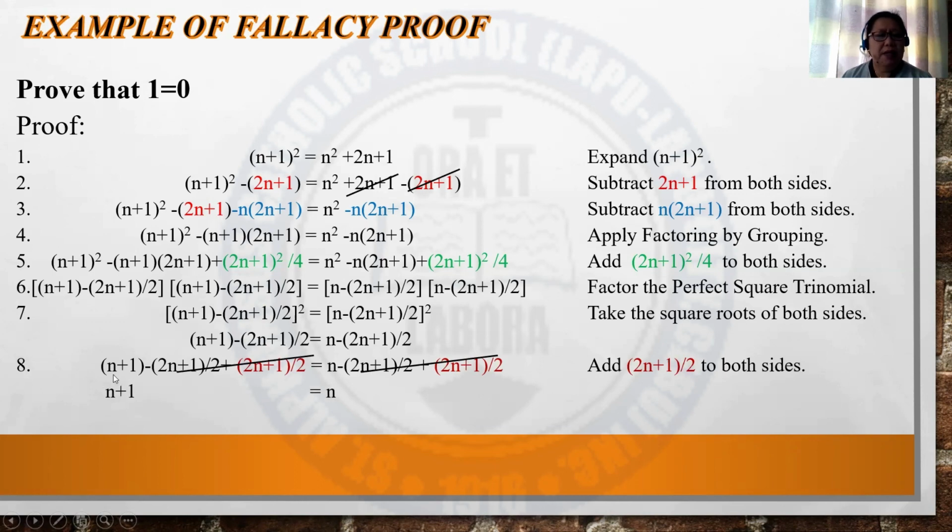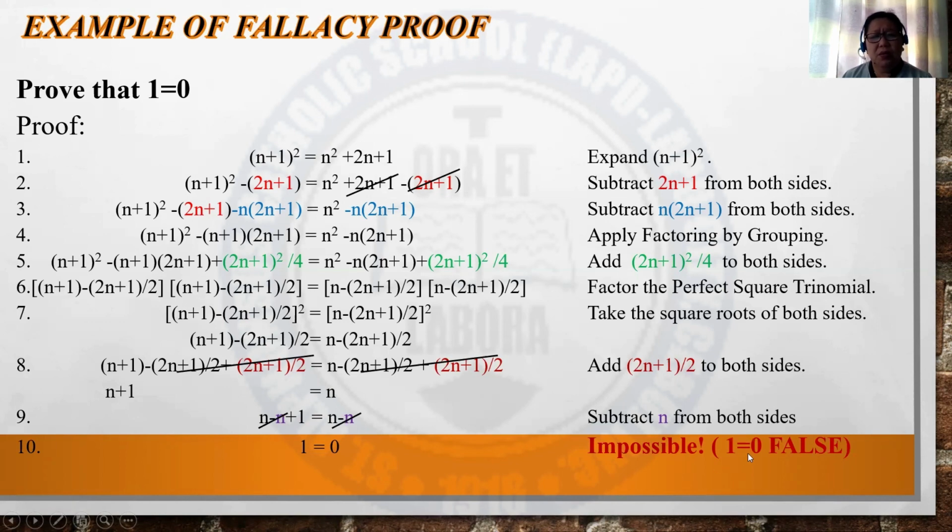So what is left is n plus 1 equals n. So only n here. So what you have now is to subtract n from both sides. So n plus 1 minus n, then n here minus n. So n minus n is 0, n minus n is 0. So we have now 1 is equal to 0. So again, this is impossible because 1 is not equal to 0. 1 is equal to 0 is false. This is another example of a fallacy proof.